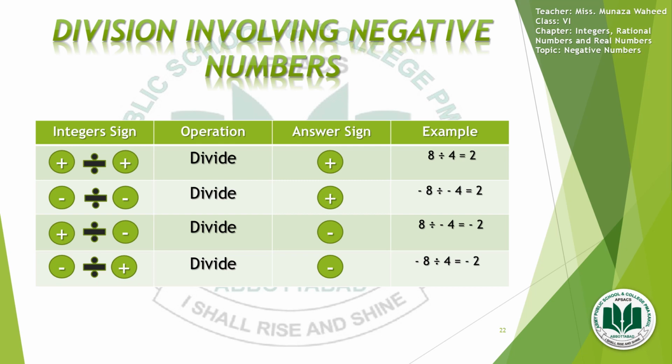The second rule is, if the signs of the integers are different, then the quotient will be negative. For example, when positive 8 is divided by negative 4, the answer is negative 2. And when negative 8 is divided by positive 4, the answer is again negative 2.